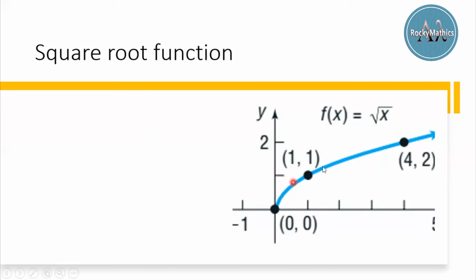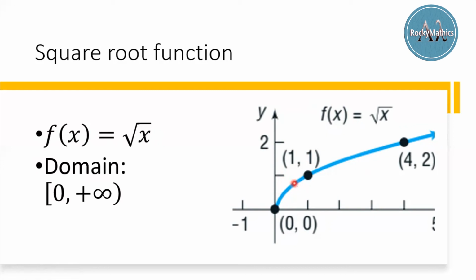Okay, so look at this one. Here, by just looking at the graph, the domain is 0 to positive infinity. While the range, by just looking at the graph also, is also 0 to positive infinity. You consider the minimum point, this one, and the maximum point, it's infinity, because we can extend that one to positive infinity.